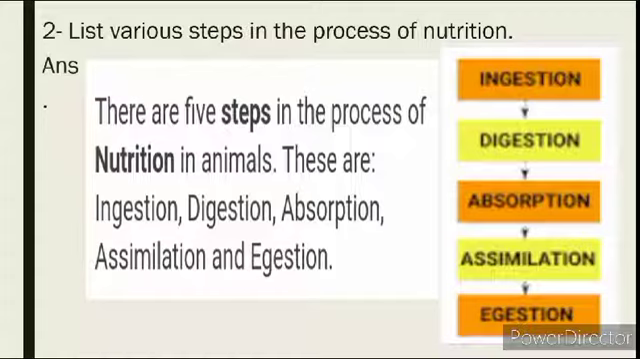So we will write the answer as: there are 5 steps in the process of nutrition in animals. These are ingestion, digestion, absorption, assimilation, and egestion. Now there is a flow chart shown on the right hand side. You have to draw this flow chart in your notebook on the left hand side on the blank page.